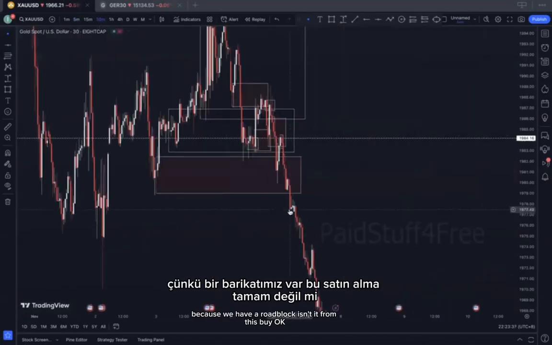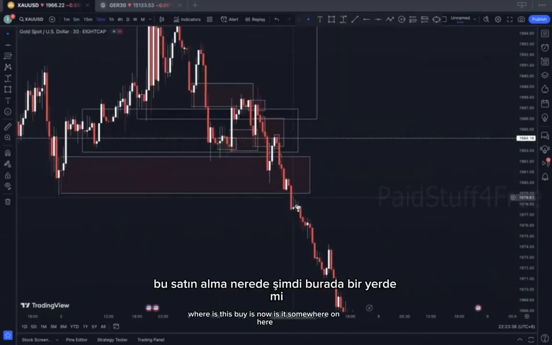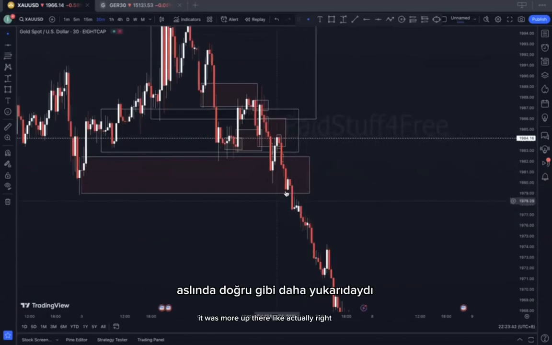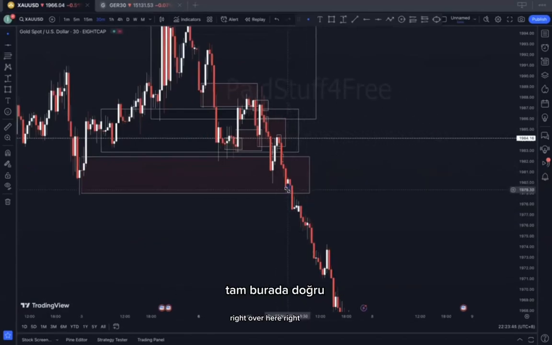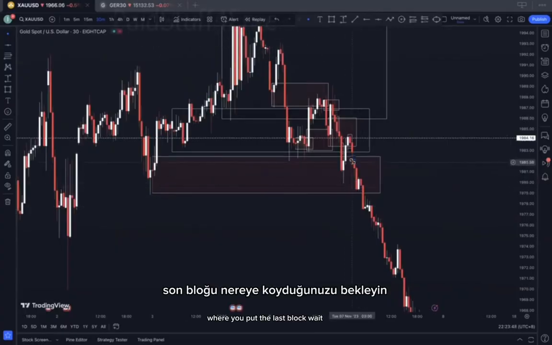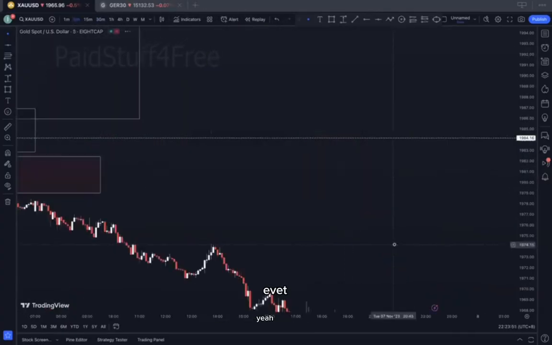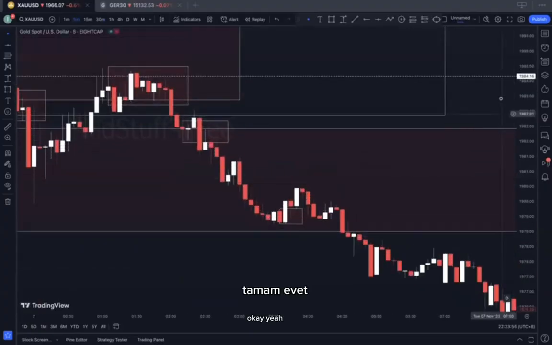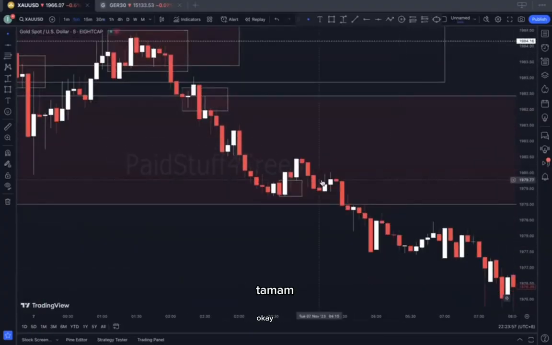From this buy, where is the buy now? Is it somewhere on here? It was more up there, actually. Oh, right over here, right? Right inside the zone, up. Yeah, right there, I think. Oh yeah, this one. Okay. Yeah, for this one, okay.